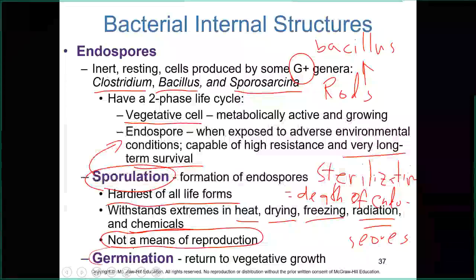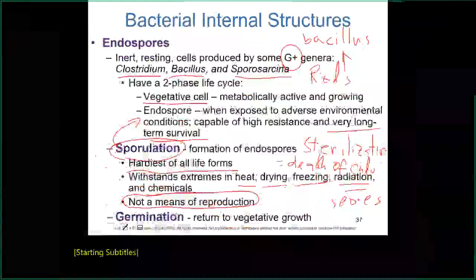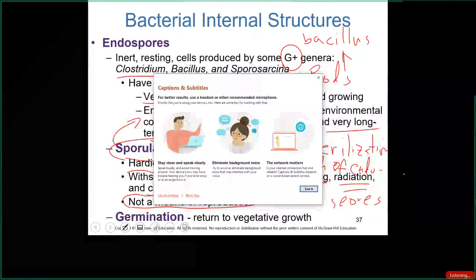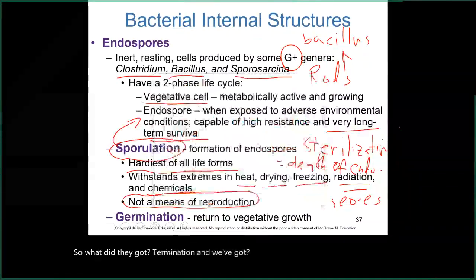So we've got germination and we've got sporulation.